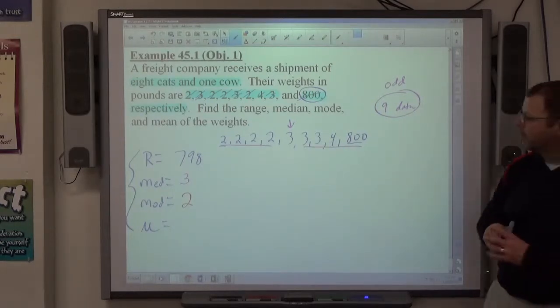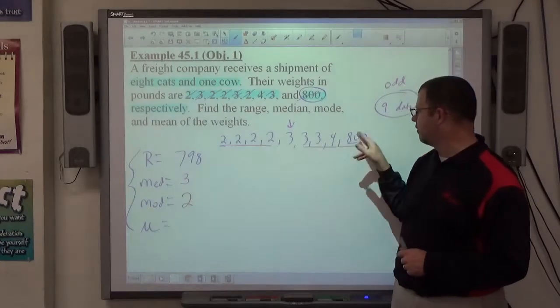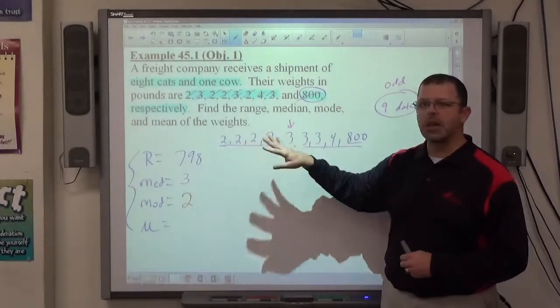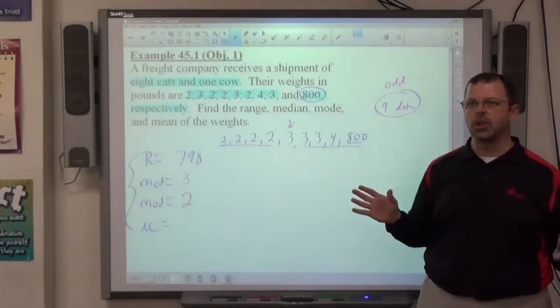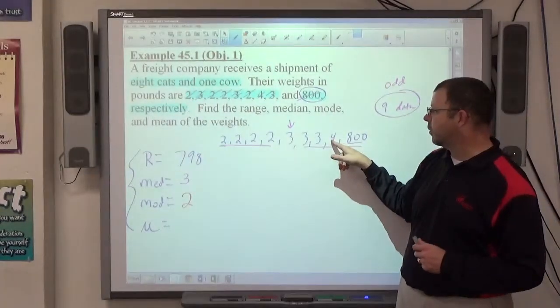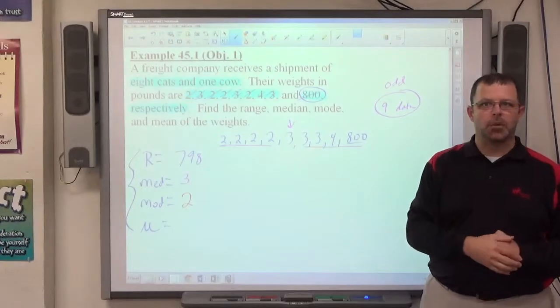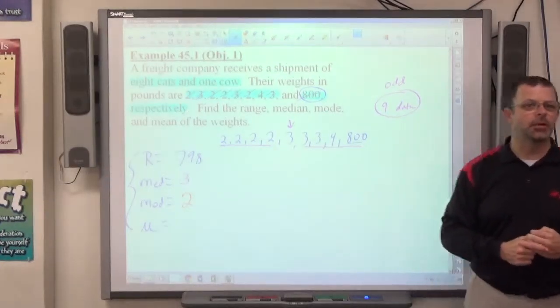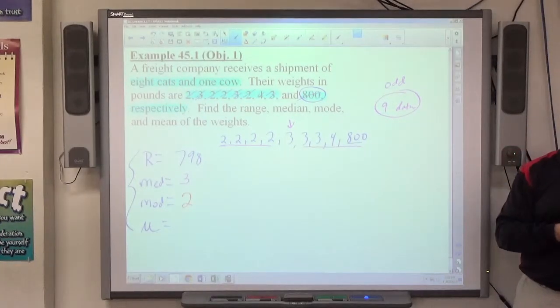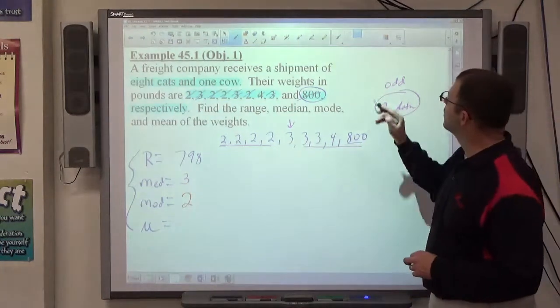All right. So in this case, 4 2s, 3 3s, 1 4, 1 800. 2 happens the most. Nothing happens as much as 2 happens. So 2 is the only mode. If there was an extra 3 here, both 2 and 3 would be the mode. If there's one of each number, there's no mode. That's a possibility too. If every number happens once, nothing happens more than anything else, there is no mode. All right, and that is a possibility.